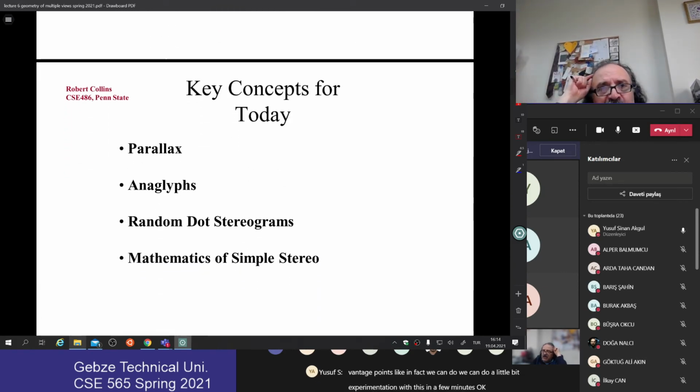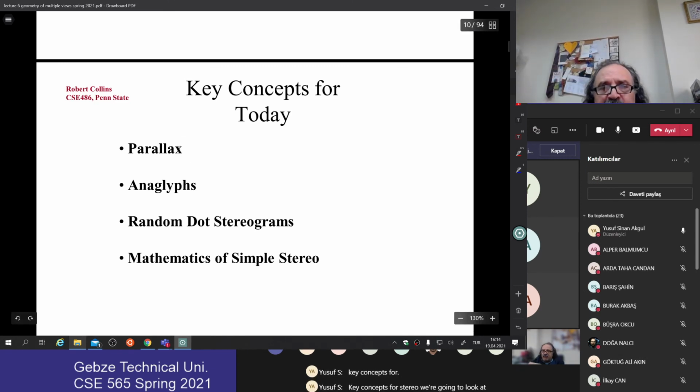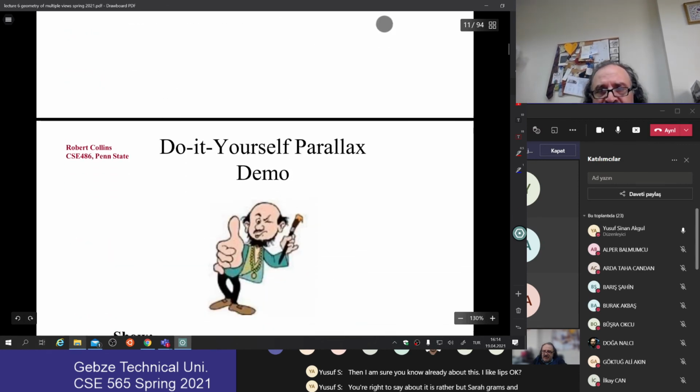So key concepts for stereo: we are going to look at this concept of parallax. Then I am sure you know already about anaglyphs. We are going to see what it is. Random dot stereograms and the mathematics of simple stereo.